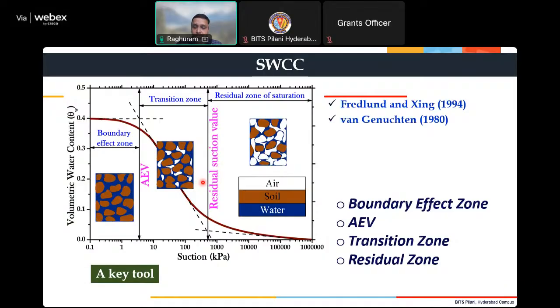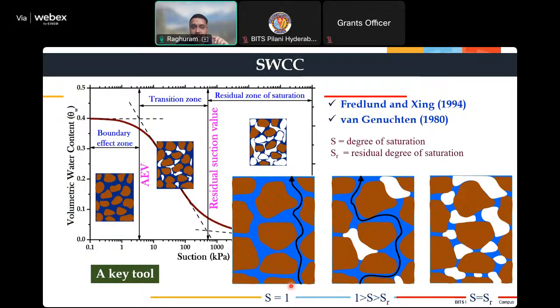So in the first case, when the degree of saturation is unity, water goes to the other end easily. It finds its path very quickly. But in the transition region, you have some air pockets, so it travels a very long way to reach the other end. However, it reaches the other end. In the last case, the residual zone of saturation, water cannot move at all because most of it is air. We can almost say that it's completely dry.